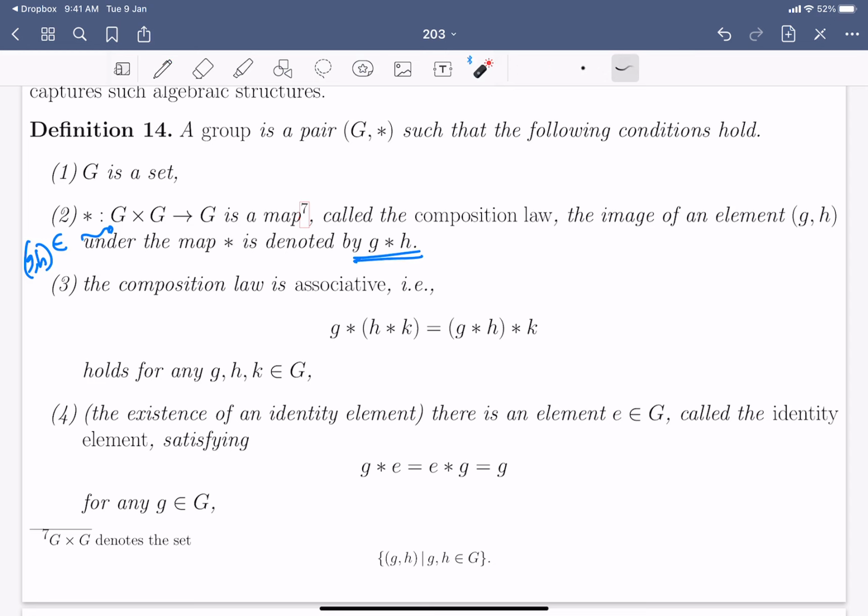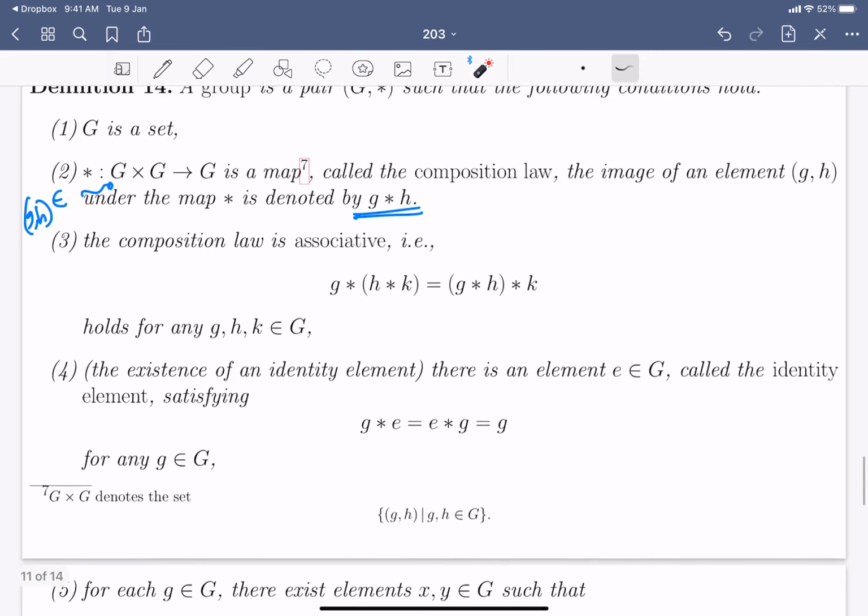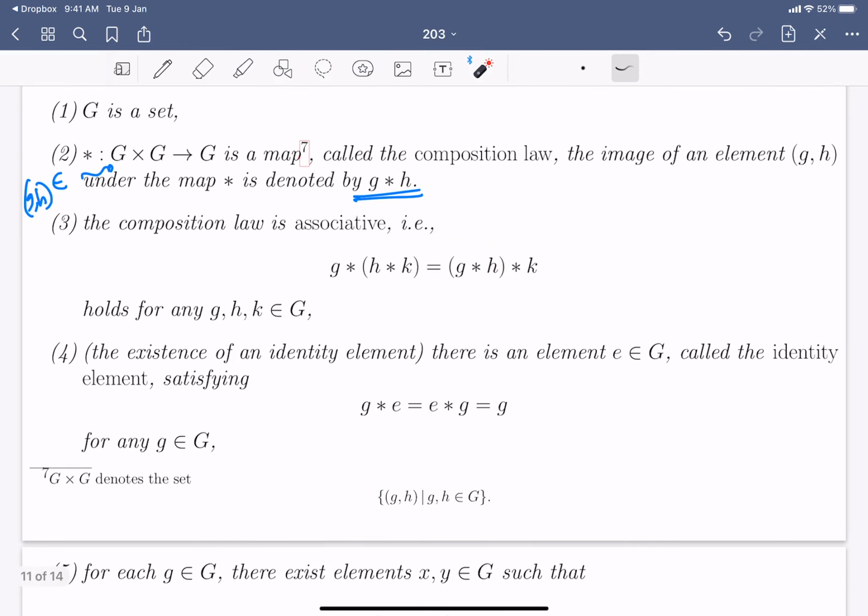g star h. And it has to have certain expected properties, like associativity: (g star h) star k is the same as g star (h star k). You compose g and h first, and then compose the resulting element of G with k. And there has to be an identity element e. There has to be an element e inside G that, when combined with any element g of G, from either the right or the left, will produce that element g back. This has to hold for any g.